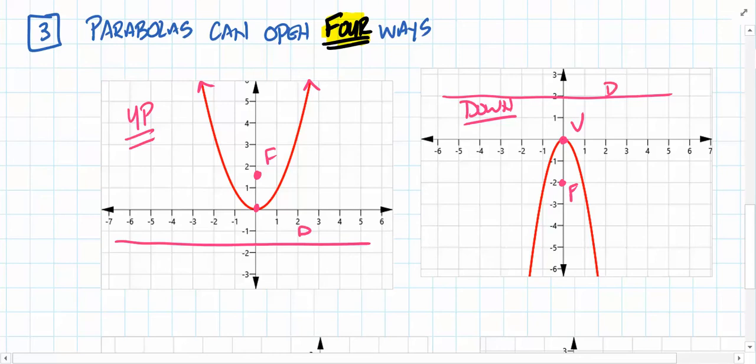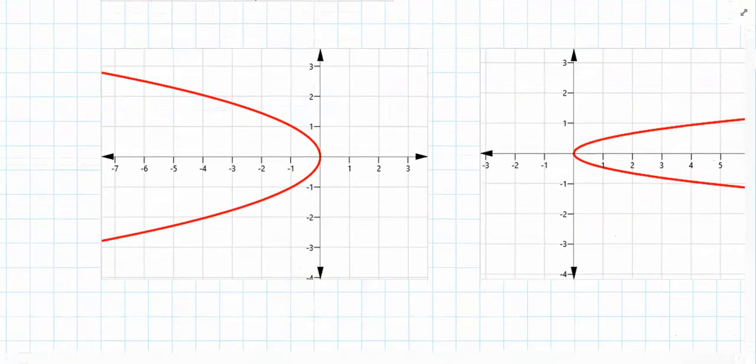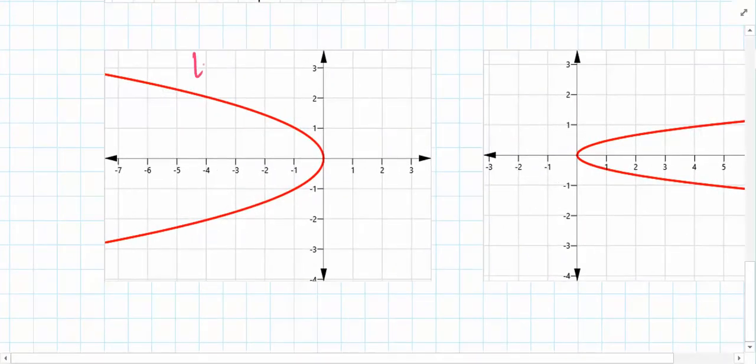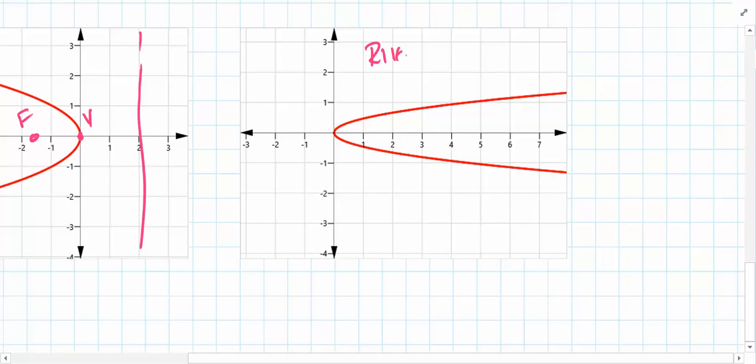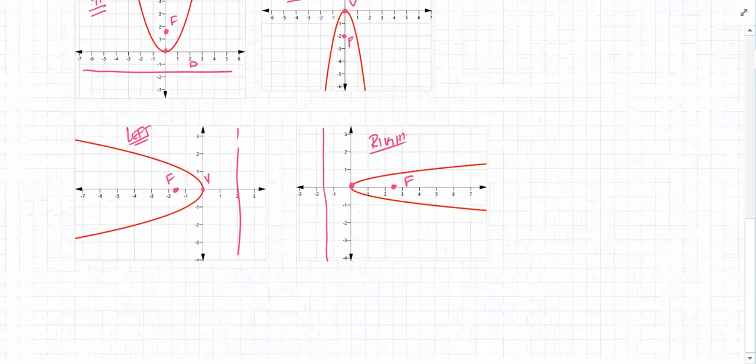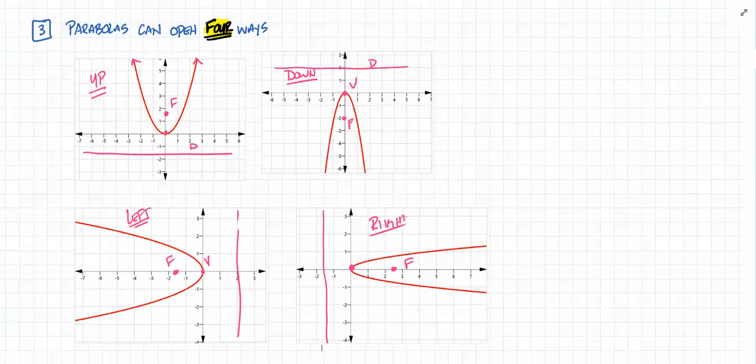Something new for us is that parabolas can open to the left. This is what it means for a parabola to open to the left. The focus would be here somewhere, the vertex here, and the directrix would be somewhere over there. It would be a vertical line. Or parabolas can open to the right. The focus would be somewhere over here, the vertex here, and then the directrix somewhere over there. So a parabola can open 4 different ways: up, down, left, and right. I'm going to show you how to do all of those in the examples down below. So hopefully you're off to a good start.